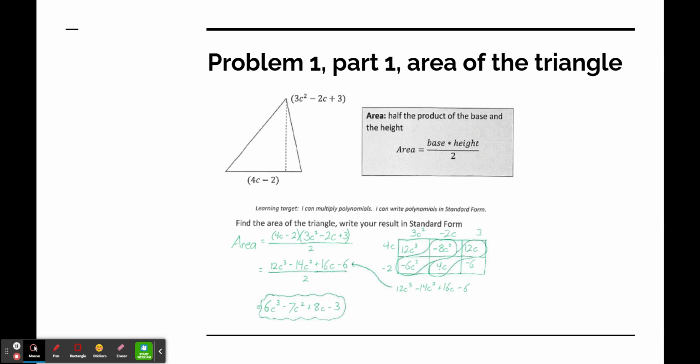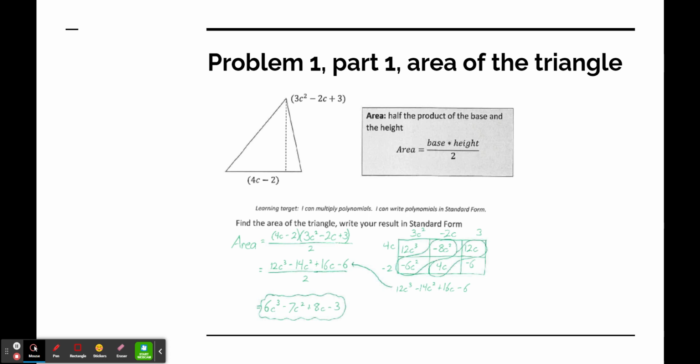3c squared times negative 2, negative 6c squared. That's a like term with negative 8c squared, so I circled them. Negative 2 times negative 2c is positive 4c. That's a like term with 12c, so I circled them. And then negative 2 times 3 is negative 6. So I wrote that out after combining like terms.